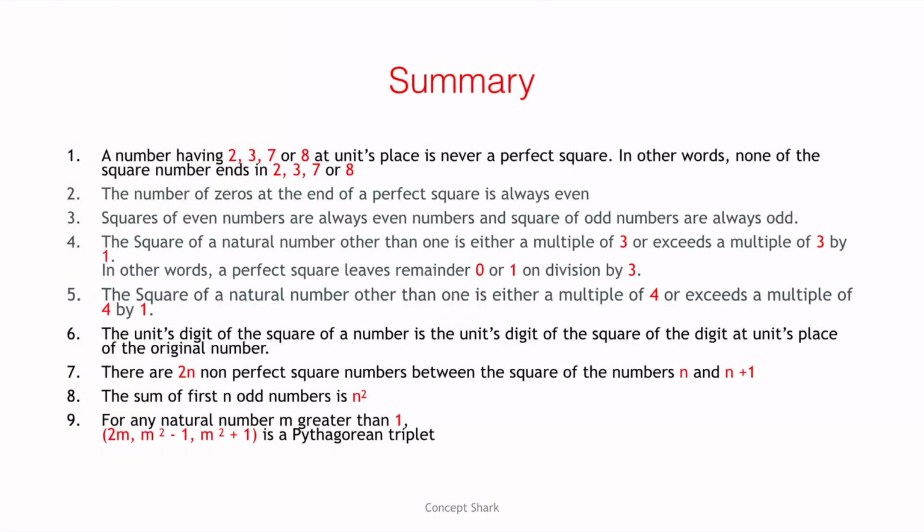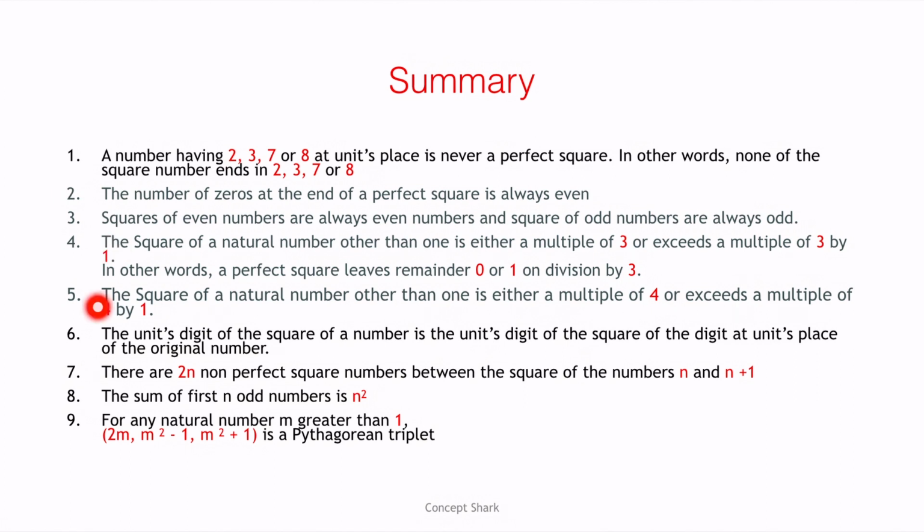So, let's see the summary of all the properties that we have seen so far. A number having 2, 3, 7 or 8 at the units place is not going to be a perfect square. The number of zeros at the end of a perfect square is always even. The squares of even numbers are always even and squares of odd numbers are always odd. The square of a natural number other than 1 is either a multiple of 3 or exceeds a multiple of 3 by 1.